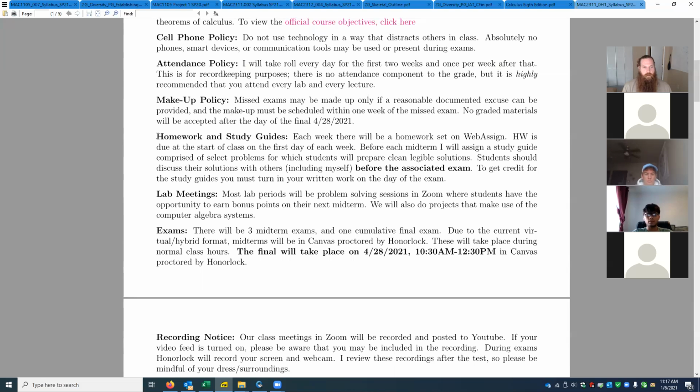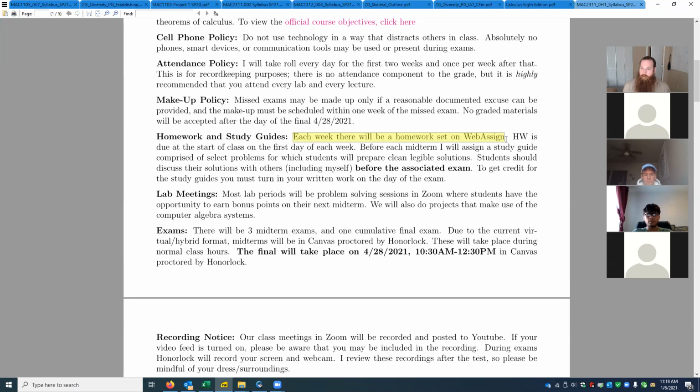Besides the test, there are a couple other big things in this class, namely the homework and the study guides. Every week there's going to be a homework set on WebAssign, and it'll open on the first day of class and then be due the first day of class the following week. So immediately after class ends today, you will see homework 1 open up in WebAssign, and that will be due at the start of class on Monday of next week.